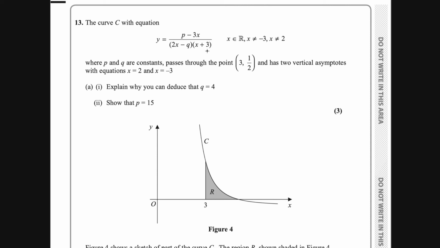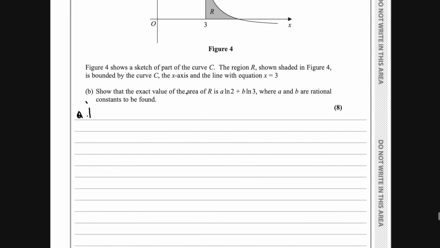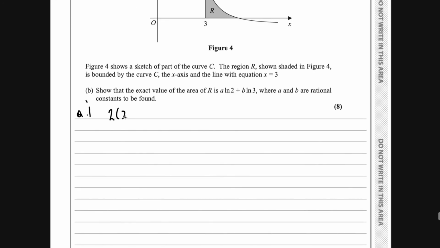So the asymptote at x equals minus 3 will occur when this is equal to 0, because what you can see is that when you substitute minus 3 into here, this part of the denominator becomes 0. And what that leaves is the x equals 2 asymptote occurring when 2x minus q equals 0. And what we can do there is just solve a very simple equation.